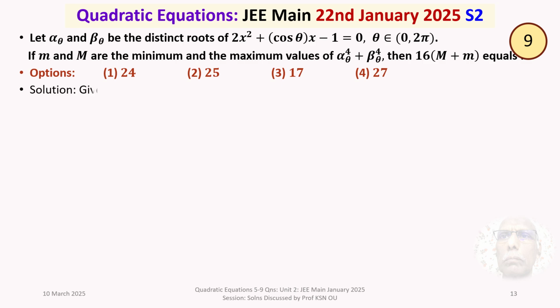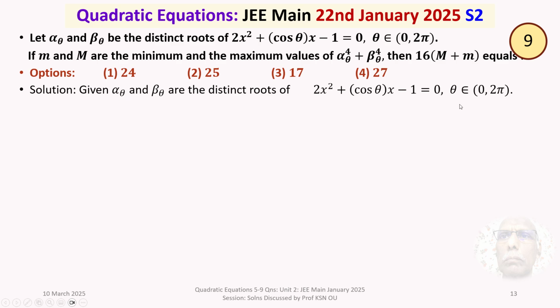Let's now discuss the solution of the problem in detail. We are given alpha theta, beta theta are the distinct roots of this quadratic equation where theta belongs to the open interval 0 to 2 pi. Now, alpha theta plus beta theta is the sum of the roots. The sum of the roots is equal to minus the coefficient of x by the leading coefficient 2, that is minus cos theta by 2. And alpha theta beta theta, the product of the roots, is equal to the constant term minus 1 by the leading coefficient 2, minus 1 by 2. So, we got alpha theta plus beta theta and alpha theta beta theta.